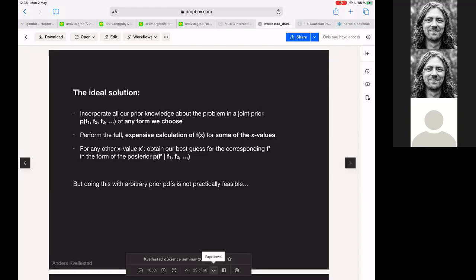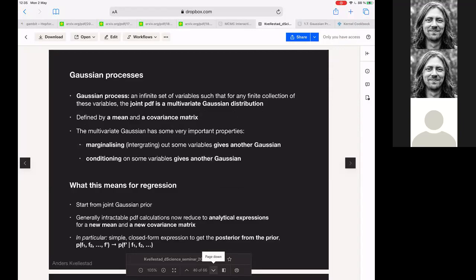And then you perform the full calculation, or someone tells you the true values at some data points, and then for any other x points, what we'll typically refer to as test points, you can get your best guess for that function value by looking at the conditional distribution. The problem is that trying to do this with arbitrary PDF forms is intractable. And this is where we get to Gaussian processes, where this actually becomes tractable.